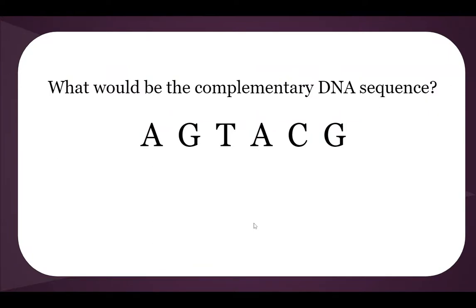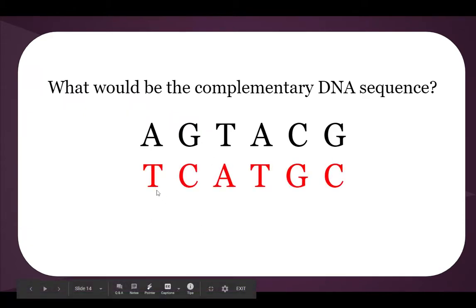All right, so let's check ourselves really quickly. If one side of my DNA strand has the sequence of nitrogenous bases AGTACG, what has to be on the other side? All right, so hopefully you're able to get it. It's TCATGC. We'll do one more of these.